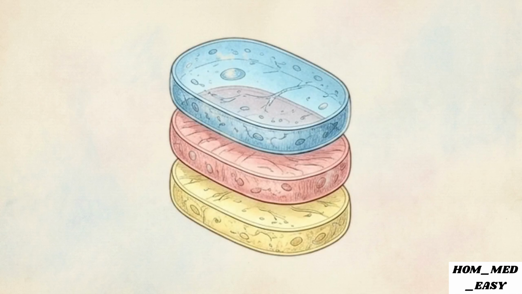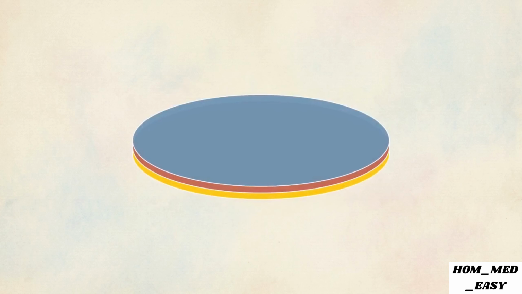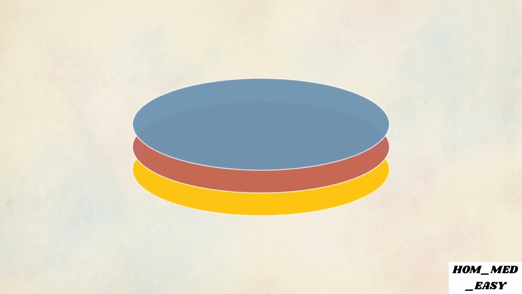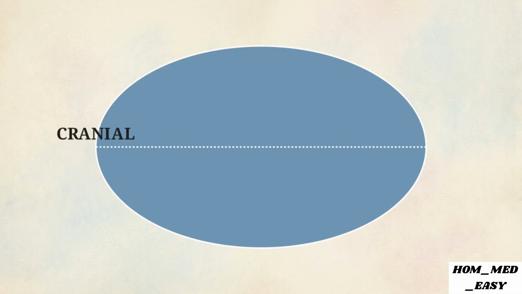This 3D model illustrates our starting point, the flat, trilaminar embryonic disc. It consists of three distinct cellular layers stacked on top of one another: the ectoderm, the mesoderm in the middle, and the endoderm on the bottom. To orient ourselves, we define the longitudinal axis. One end is cranial, pointing toward the future head. The opposite end is caudal, pointing toward the tail.